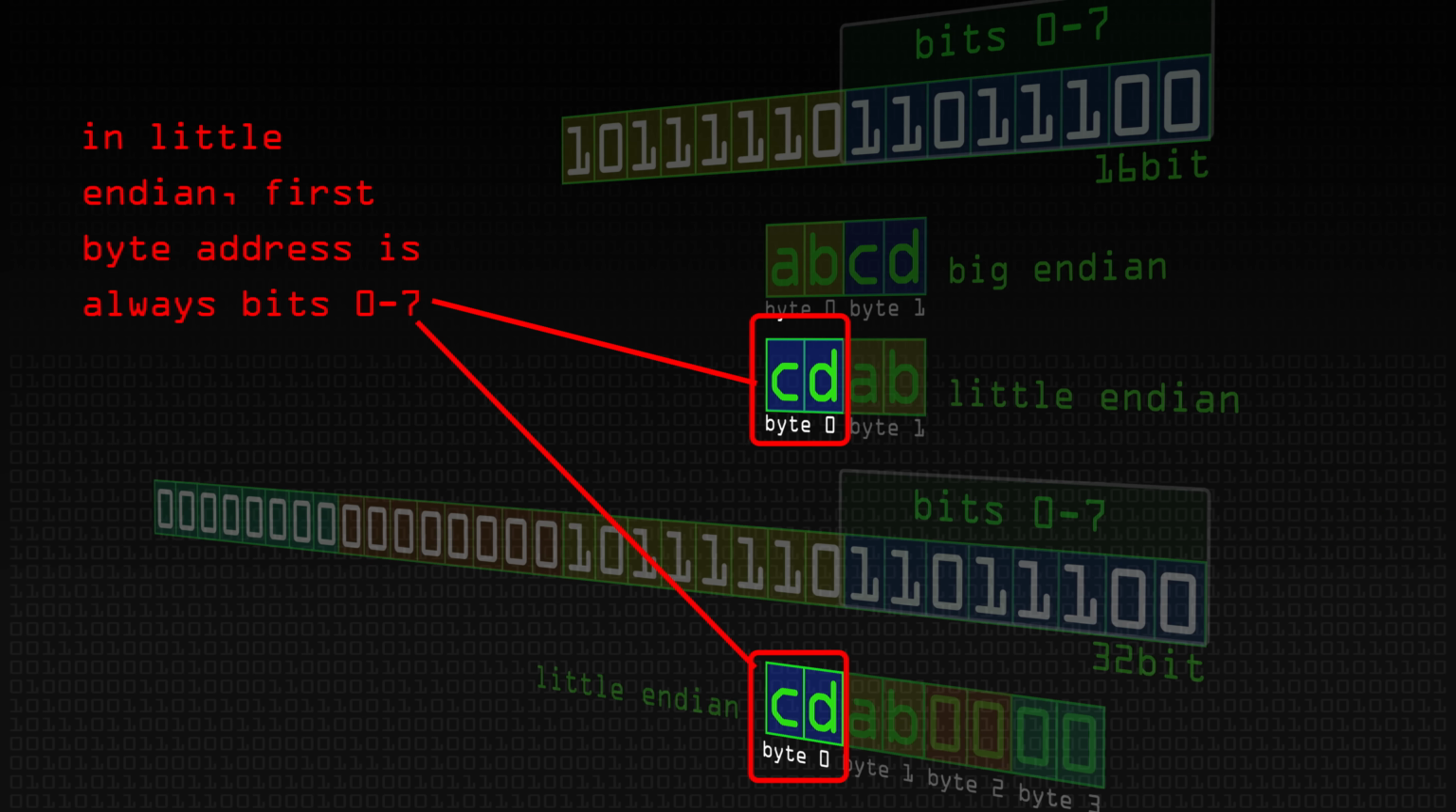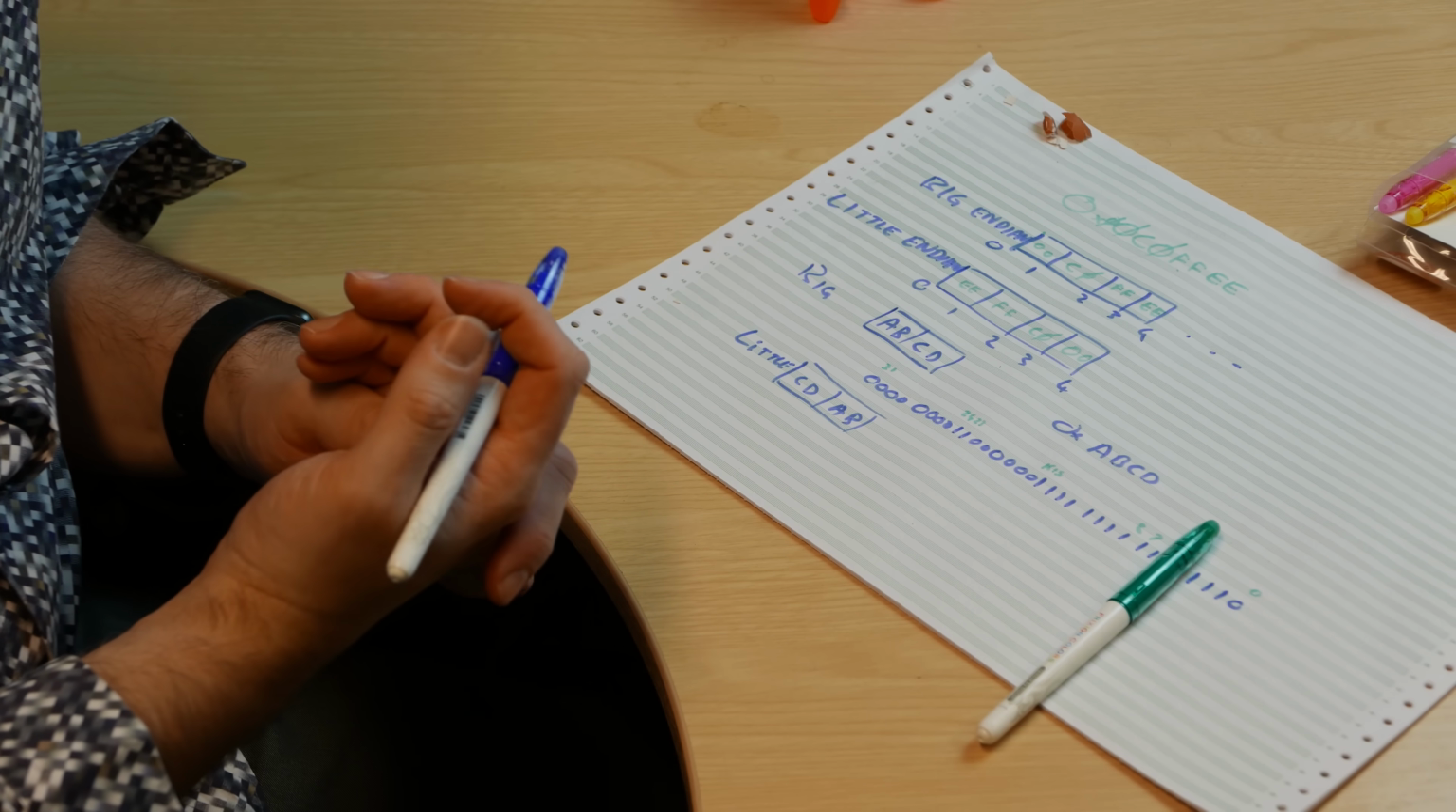The second byte always goes into bits 8 to 15, regardless of whether it's a 16-bit number, a 32-bit number, or a 64-bit number. So your hardware is simpler to design. On the other hand, if you're reading the memory in a debugger or something, it becomes harder, and you have to manually rearrange the bytes in your own head.